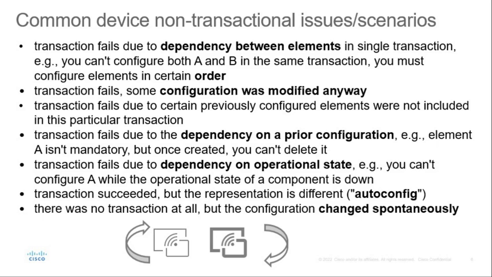Transaction succeeded, but the configuration on the device is different from what we have sent to the device. The device made additional configuration itself. This is called side effect. The difference can be caused also by configuration from another source, like device CLI. This is called out-of-band configuration. There was no transaction at all, but the configuration changed spontaneously.